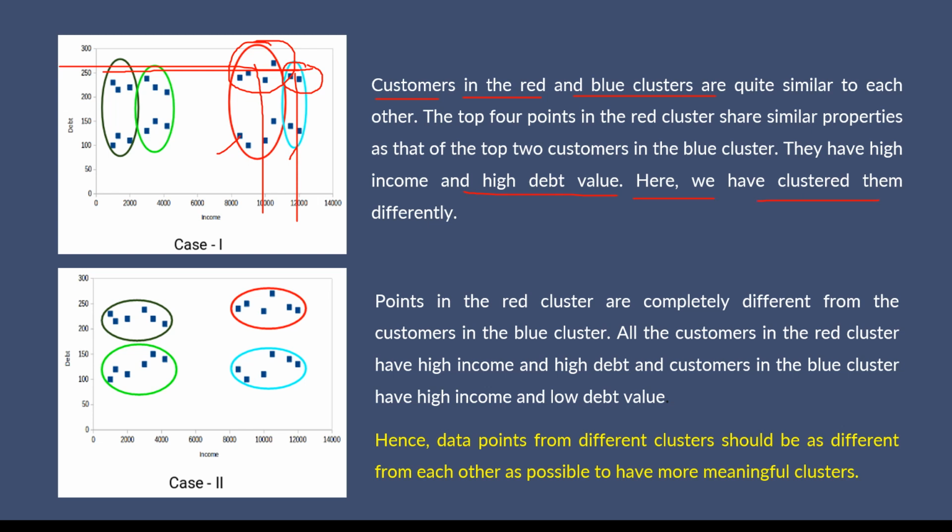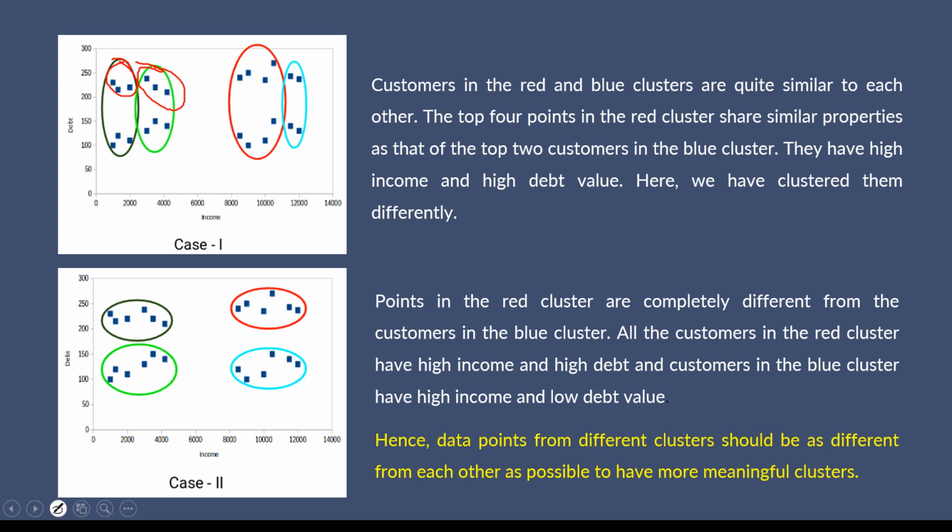Here we have clustered them differently, so it is against the rule. According to the rules, this should be one cluster. In a similar way, if we take this black colored cluster and this green colored cluster, the top 3 points in the black cluster and the top 3 points in the green cluster share similar properties, but they are grouped into different clusters. Hence it is against the rule.